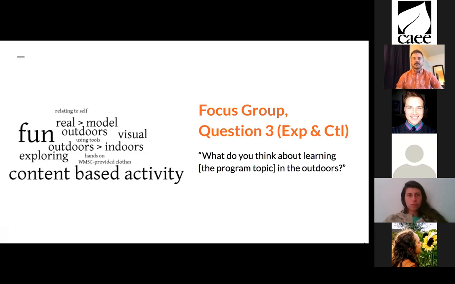The next question was asked to both the experimental and control groups, because this one applied to both sections. What did you think about learning this topic in the outdoors? For 8th graders, it was snow science, and for 3rd graders, it was changing states of matter. And kids would say things like it was fun. They would say things like, I liked being able to do it myself instead of looking at pictures. I liked being outdoors. It's better than being inside. And then content-based activity, that would be if they named one of the activities that we did for our learning content, then that was something that they liked.